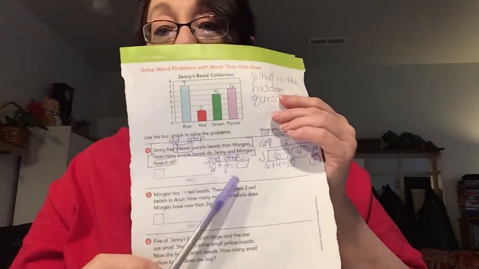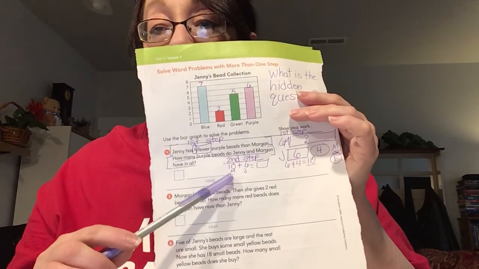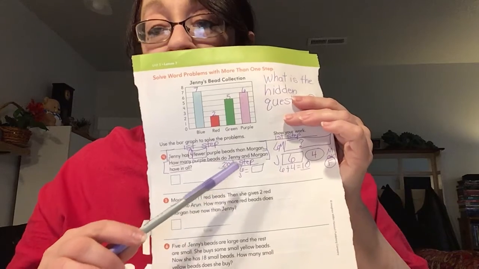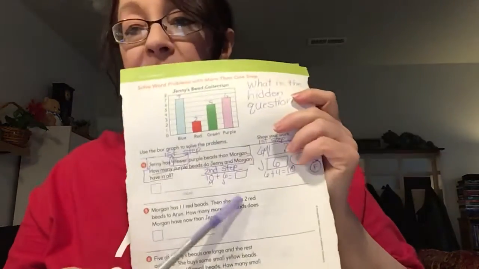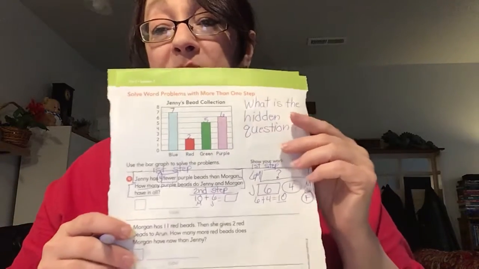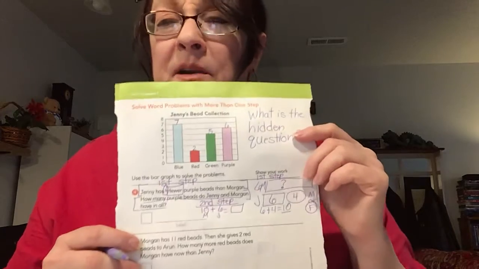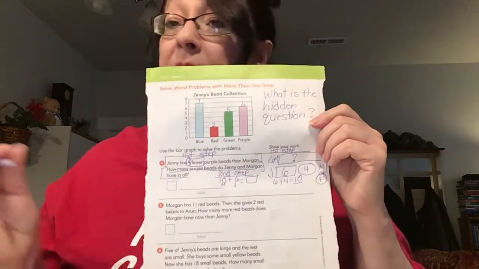So have your number sentence right there. See, and I put an M right underneath the 10 to show for Morgan. And I put a J under the 6. See, when I'm looking at the screen right now, it's backwards. When you look at it, it doesn't.